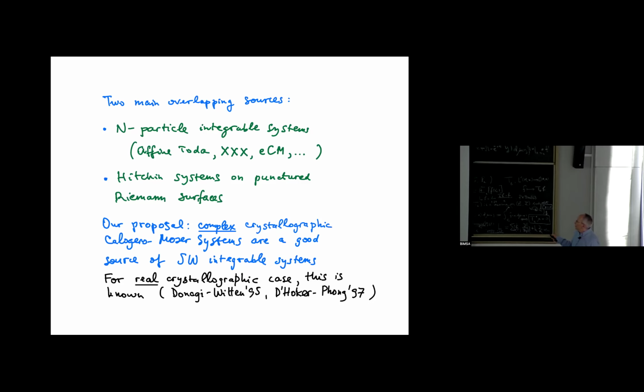And another source is Hitchin systems on Riemann surfaces, typically punctured Riemann surfaces. And our proposal is that complex crystallographic Calogero-Moser systems actually are a good source of Seiberg-Witten integrable systems. Okay, so I will talk about this in more detail next.